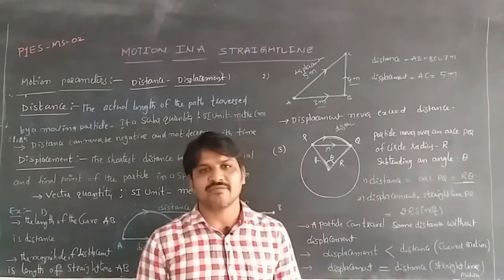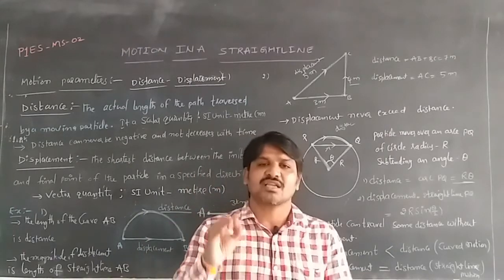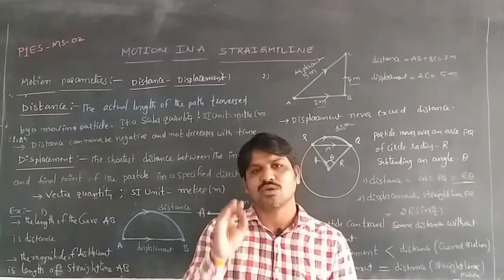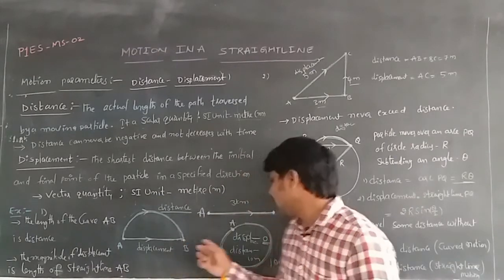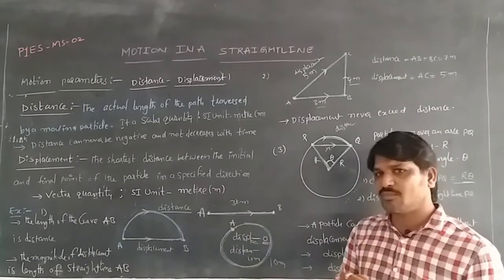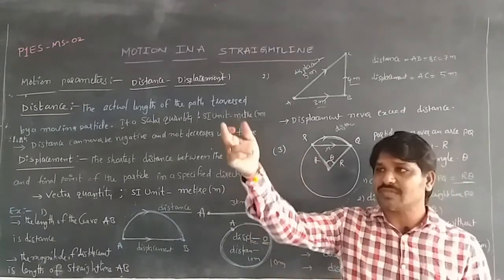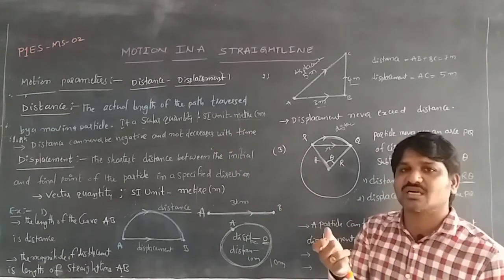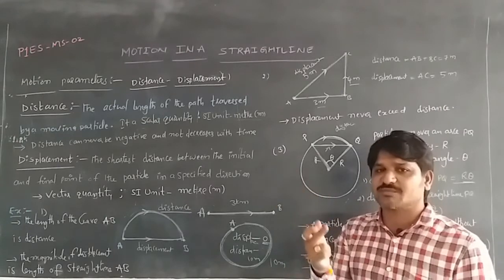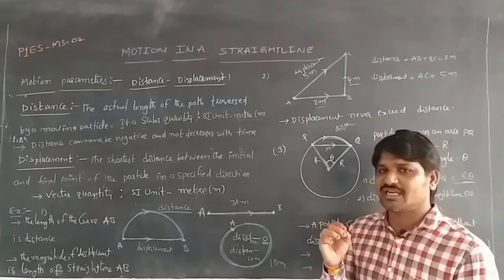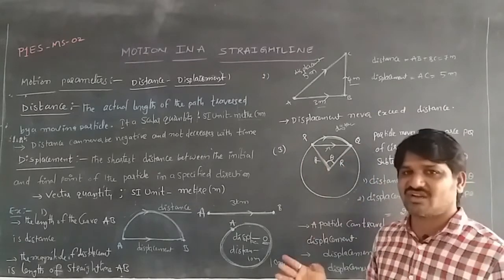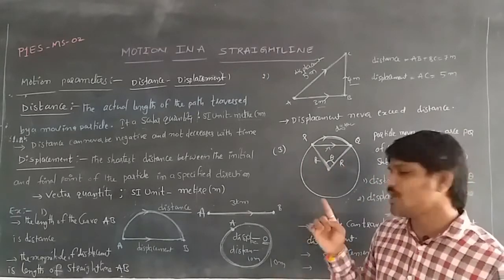Displacement can be 0, negative, or positive. Whenever the body returns to the same point, the displacement will be 0. Whenever the body travels and returns along the same path, retracing it, the direction is opposite, so the displacement can be negative. Positive means the body is traveling along a straight line in the chosen direction, so the displacement will be positive.